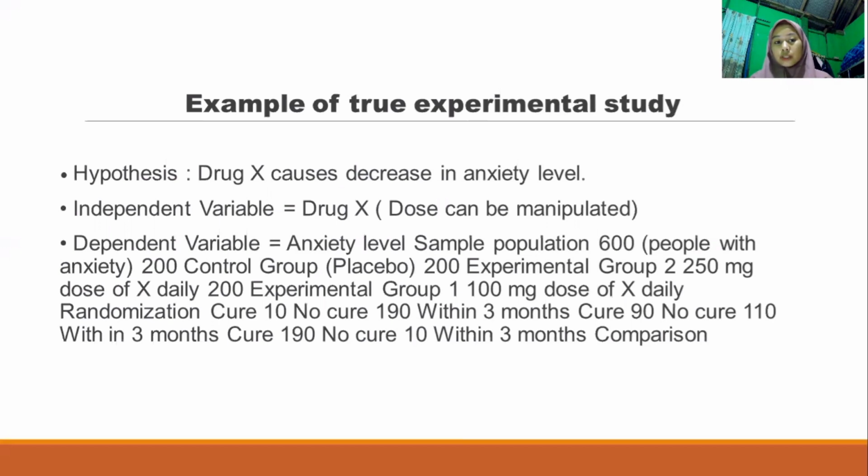200 in an experimental group, receiving a 270 milligram dose of X daily. 200 in another experimental group, receiving a 100 milligram dose of X daily. Randomization. Results: 10 cured, no cure for 190 within 2 months; 90 cured, 110 not cured within 3 months; 190 not cured, 10 within 3 months. Comparison.